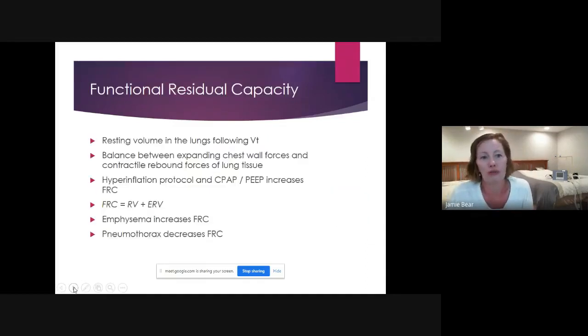Functional residual capacity is the resting volume in the lungs following a tidal volume. It is the balance between the expanding chest wall forces and the contractile rebound forces of the lung tissue. So hyperinflation protocols and CPAP-PEEP will increase your functional residual capacity. The goal of those is to increase the functional residual capacity, leading to better gas exchange. In emphysema, your functional residual capacity will be increased. In pneumothorax or restrictive diseases, that capacity will be decreased.